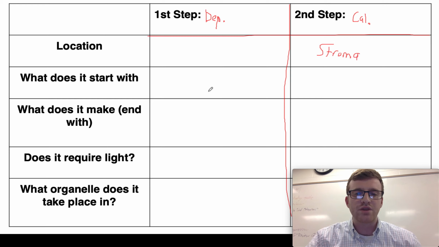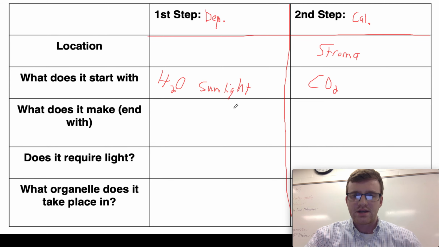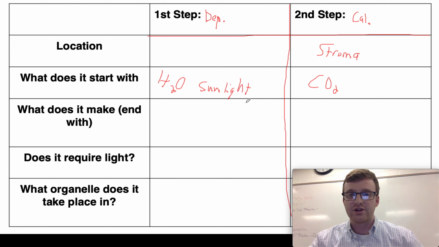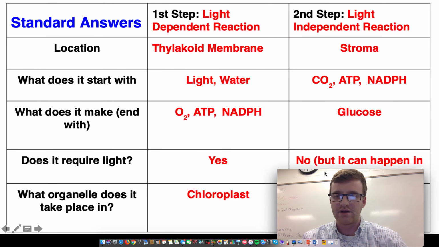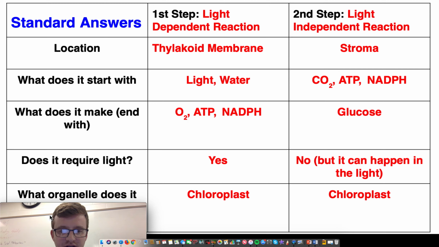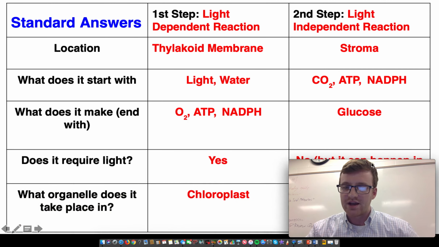Fill this out. What is one thing that it starts with? Over here, CO2, over here, H2O and sunlight. And if you would like to review, you could pause earlier in the video before I started writing on here, or right now while it's blank, and then compare that with this key. I'll move myself over here so you can better see. And both of them happen in the chloroplast.